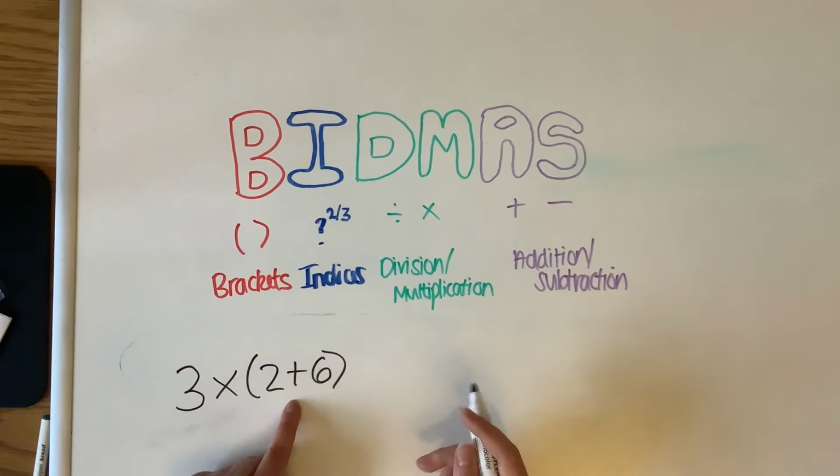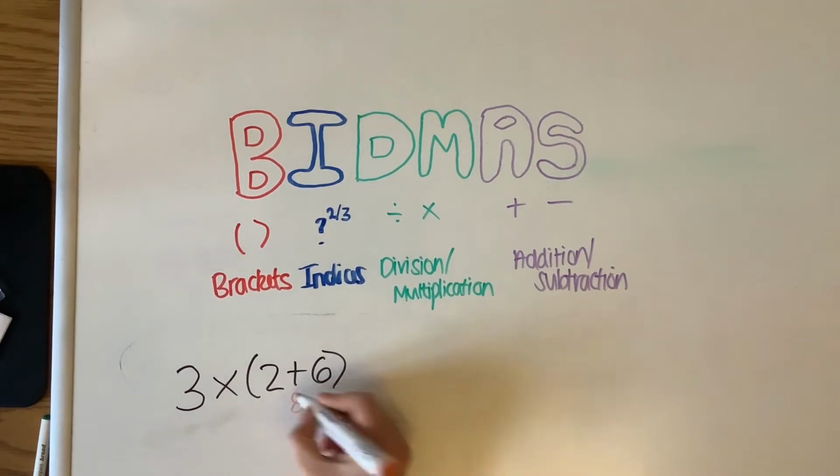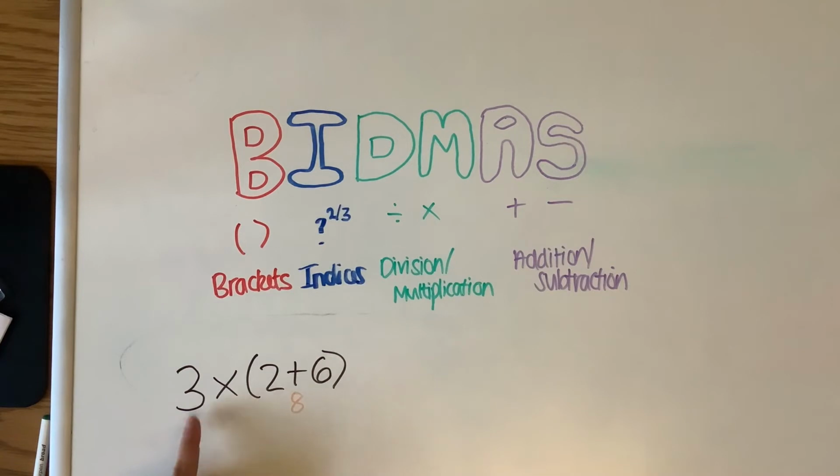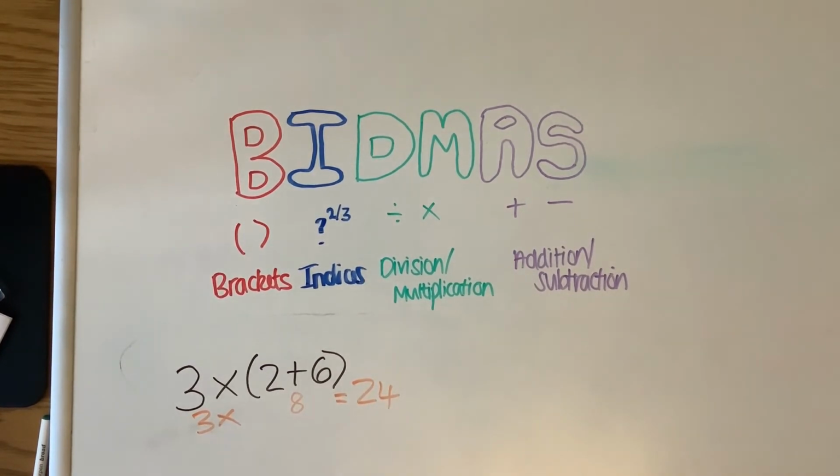So 2 plus 6, let's do that in a different colour so you can see it. 2 plus 6 is 8. And then we do what's left. Then there's 3 times 8. 3 times 8 equals 24, because there were no other operations for me to complete.